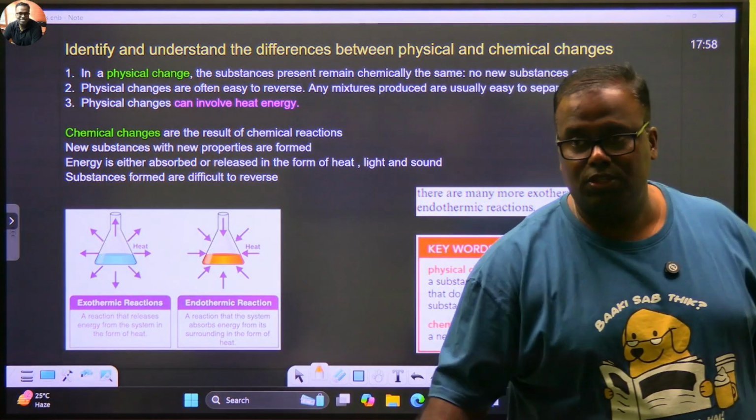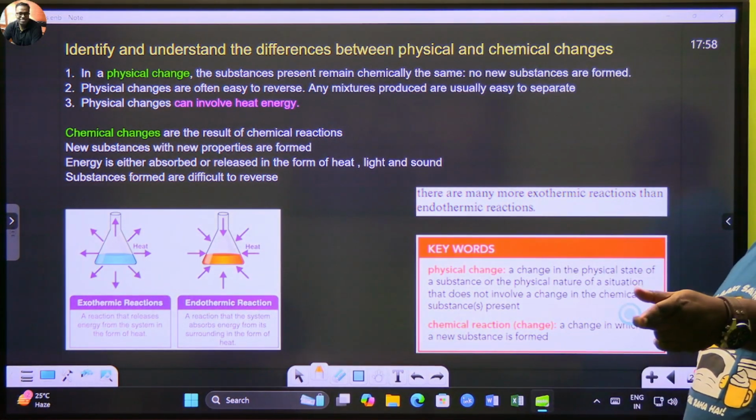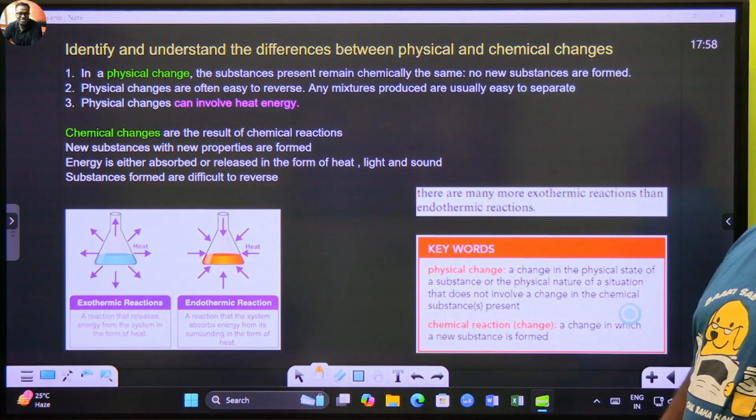Total energy of the universe remains constant. Universe comprises of two parts. ये book में नहीं रहेगा, ये जानना जरूरी है. Physics में आपको help करेगा, higher classes. Universe has two parts: system, surrounding.